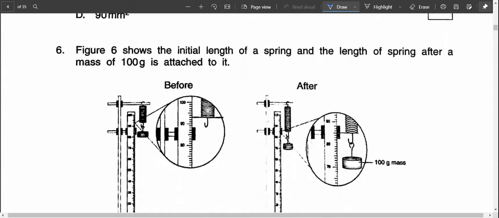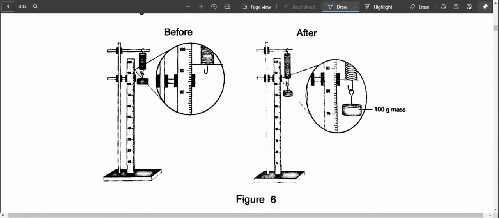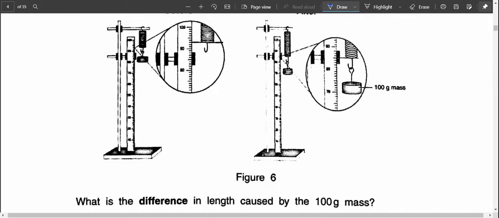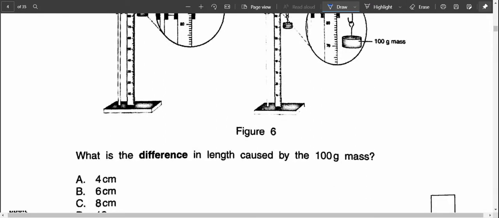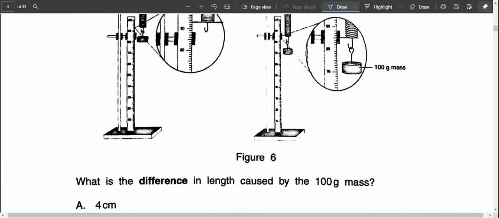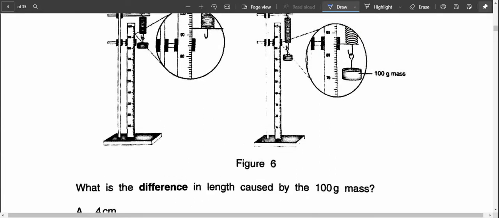Figure 6 shows the initial length of a spring, and the length of the spring after a mass of 100 grams is attached to it. Initial means the start or the beginning, and after means at the end. So you can look there at before and after. What is the difference in length caused by the 100 gram mass?